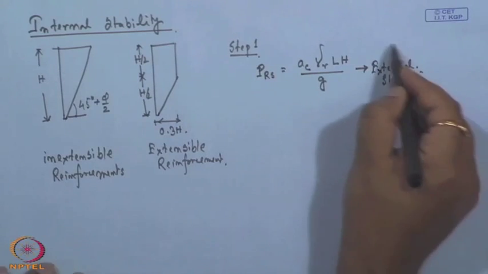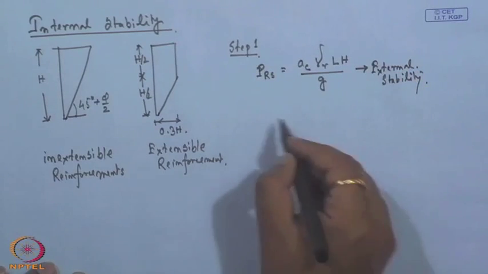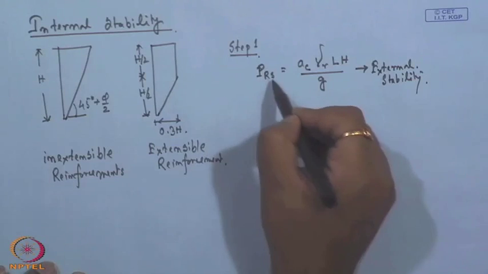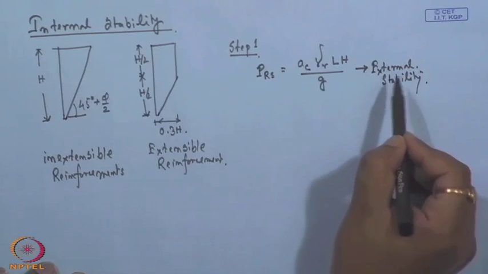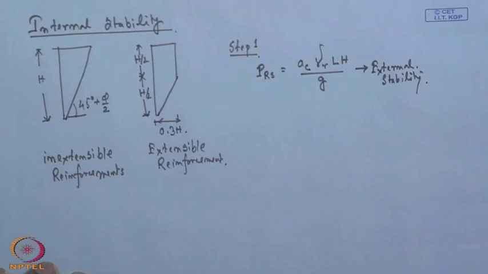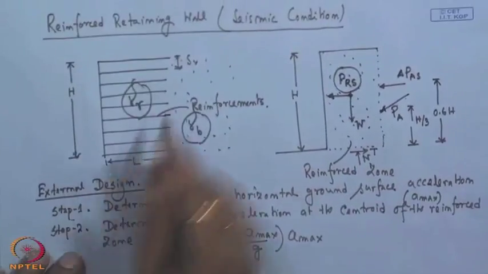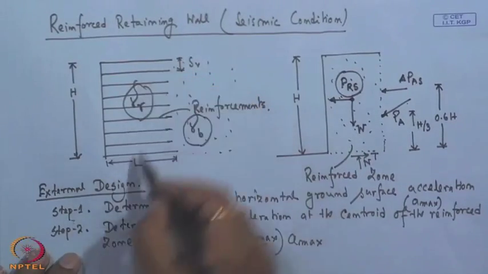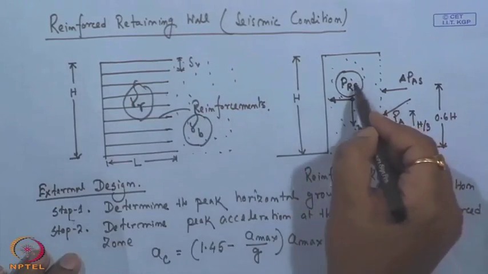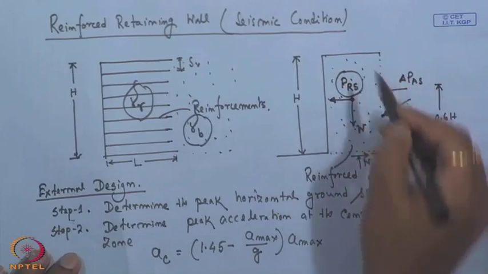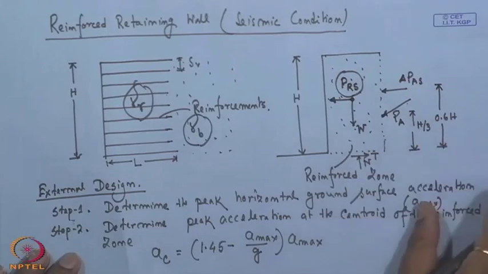So, for external stability, there is a difference between two forces. P_RS is used for the external stability check condition. We consider the forces acting on this reinforced zone, where this is L and this is H, so this weight and the force P_RS acting within the reinforced zone. That was used for the external checking condition.